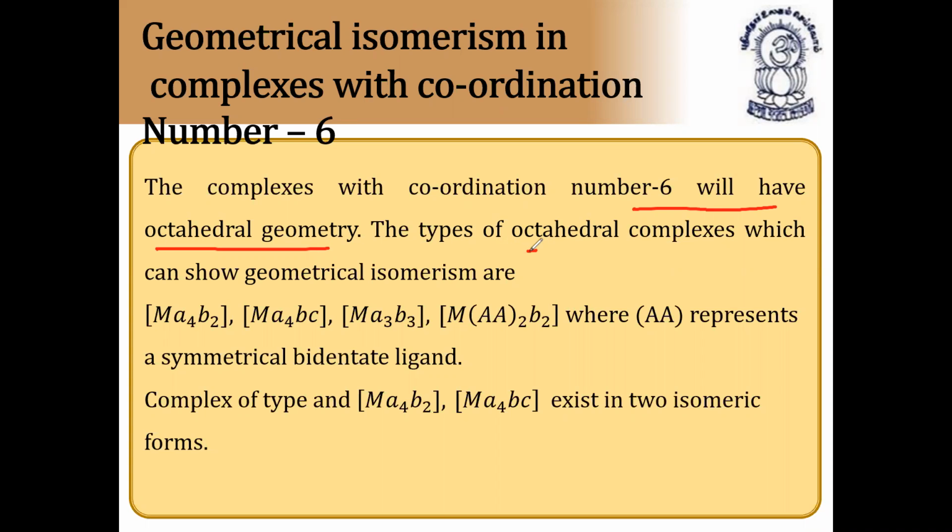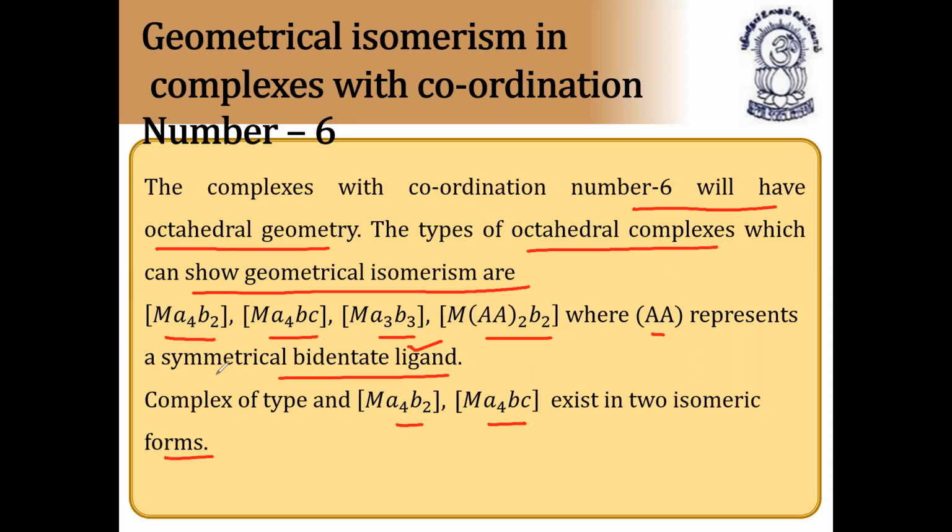So the types of octahedral complex which can show geometrical isomerism: apart from square planar, octahedral geometry also will show geometrical isomerism. Examples: Ma4B2, Ma4BC, Ma3B3, MAAB2, where AA represents a symmetrical bidentate ligand. Complexes of type Ma4B2 and Ma4BC exist in 2 isomeric forms, so they will exhibit geometrical isomerism. So please note down all these types.